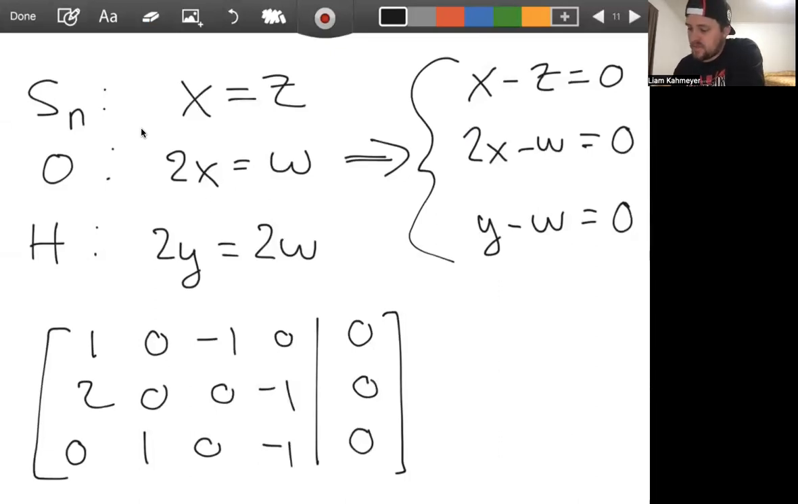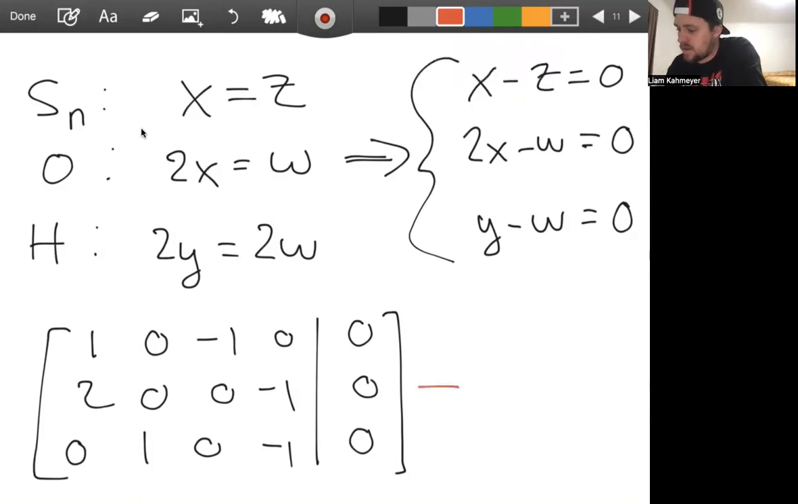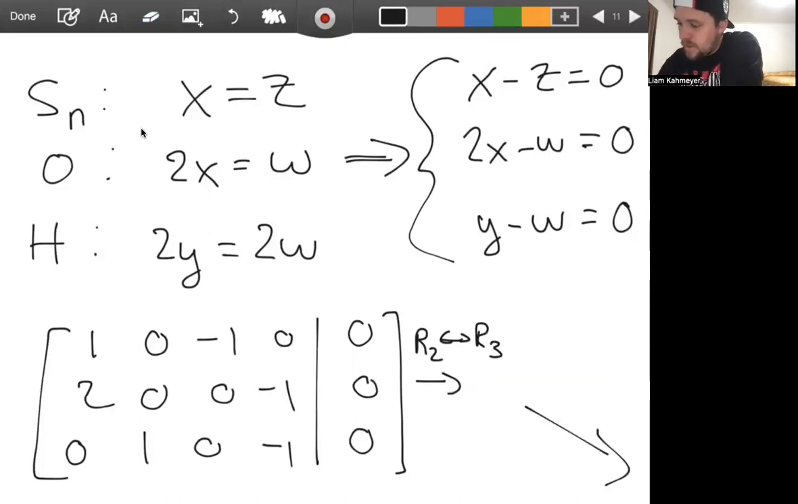And the first thing, let's remember our algorithm here. What do we do first? Well, let's first put our pivot positions so that they're more or less diagonal. They don't have to be perfectly diagonal, but more or less diagonal. We can obtain that by interchanging row 2 with row 3. For the sake of room, let's just go to the next page here.